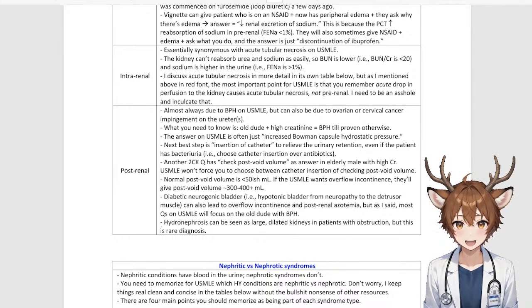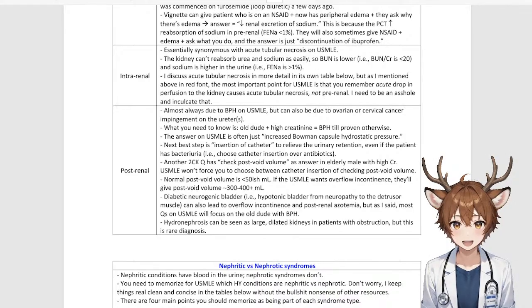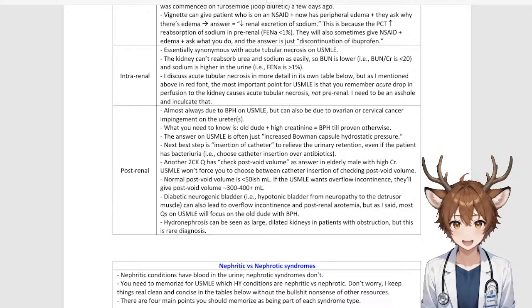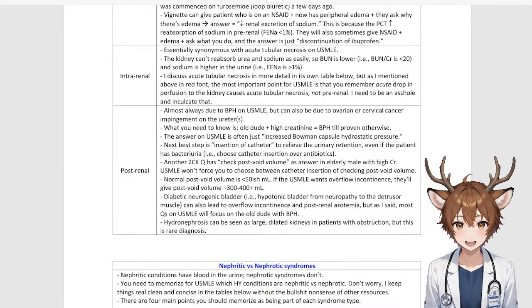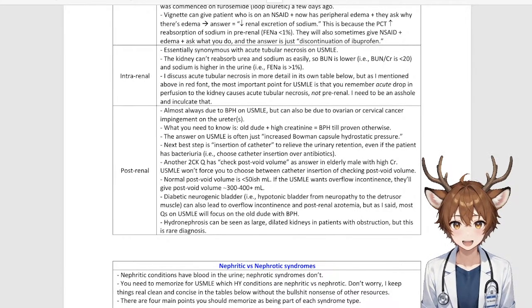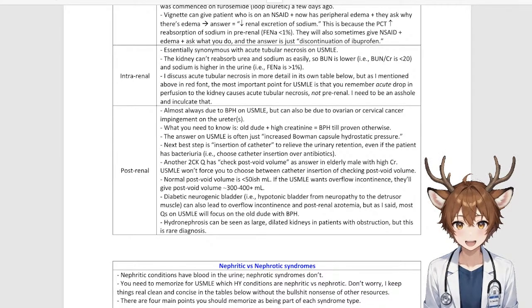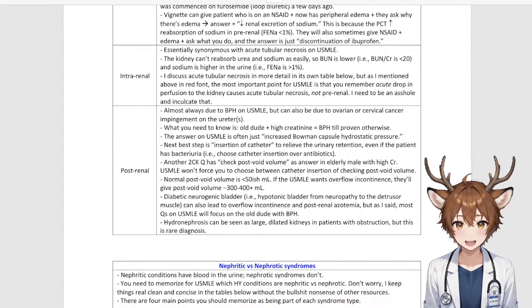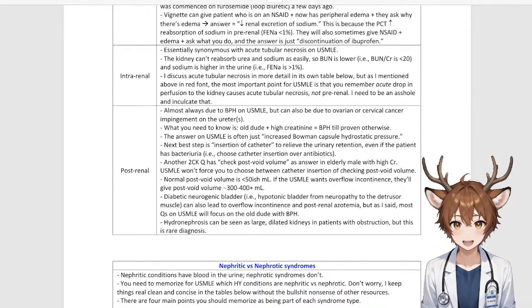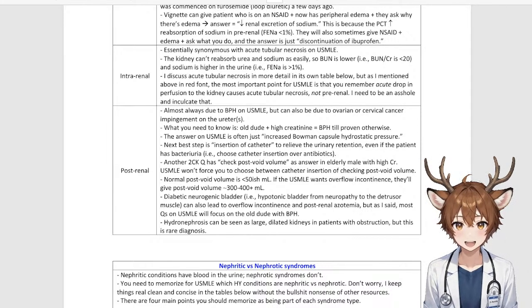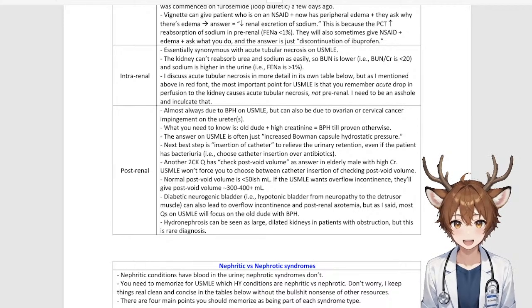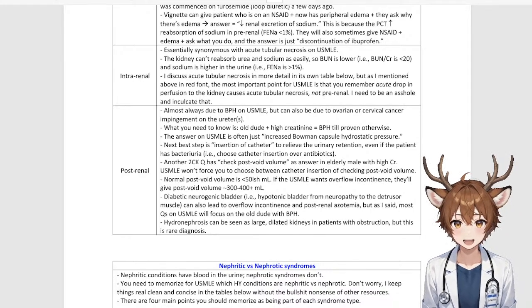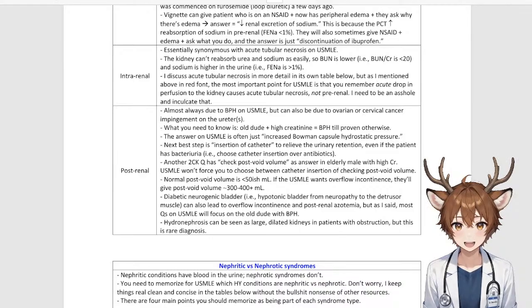Another 2CK question has check post-void volume as the answer in an elderly male with high creatinine. USMLE won't force you to choose between catheter insertion or checking post-void volume. Normal post-void volume is less than 50-ish. If the USMLE wants overflow incontinence, they'll give you a post-void volume of 300 to 400. Diabetic neurogenic bladder, i.e. hypotonic bladder from neuropathy to the detrusor muscle, can also lead to overflow incontinence and post-renal azotemia, but as I said, most questions on USMLE will focus on the old dude with BPH. Hydronephrosis can be seen as large dilated kidneys in patients with obstruction, but this is a rare diagnosis.